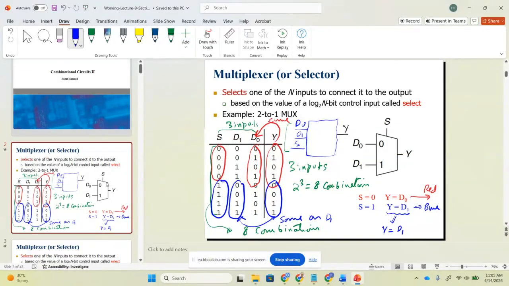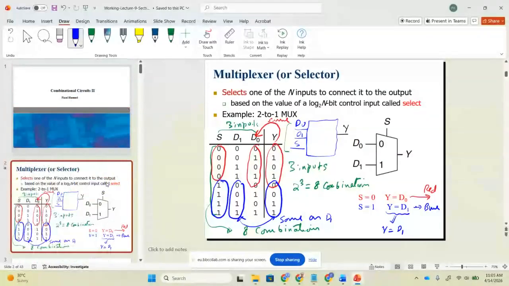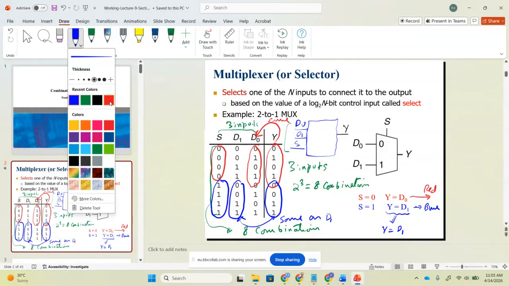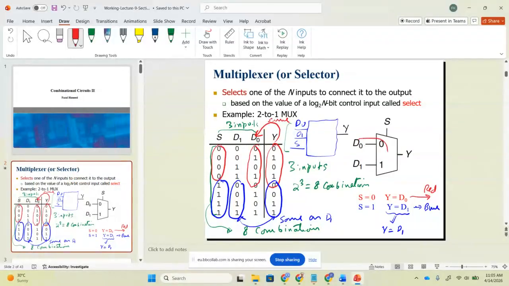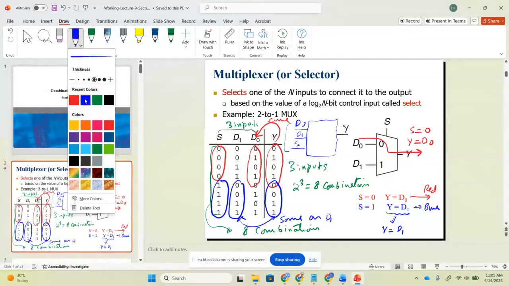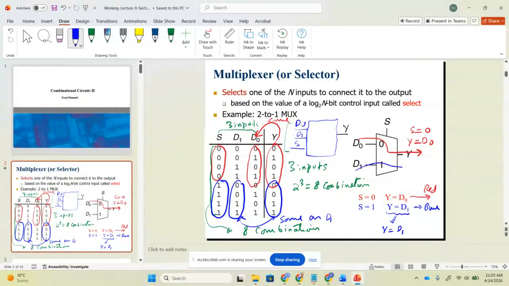At least I need your answer. Now there are two possibilities. Please remember, we are with the red color. When S is equal to 0, who will pass on the output? Y will be equal to D0 when S is equal to 0. And when S is equal to 1, what will be Y? Y will be equal to D1. Any question? Clear or not clear?